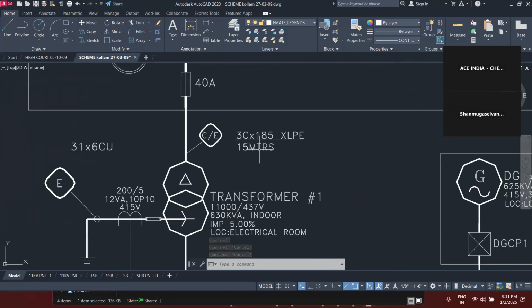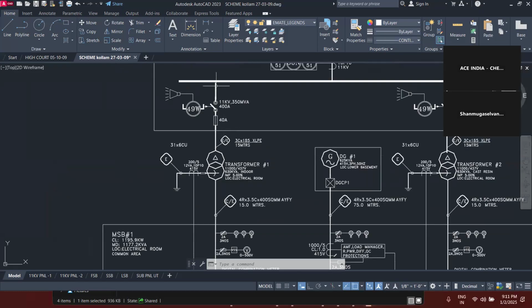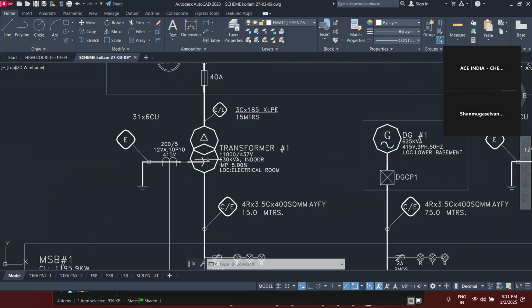Then see, this is the cable size. So here, it's a 3 core, 185 is the cross section area here. Okay, 15 meters is the distance from the bus bar to the transformer. Okay, and earthing is given here. Earthing is 31 by 6, a strip earthing.